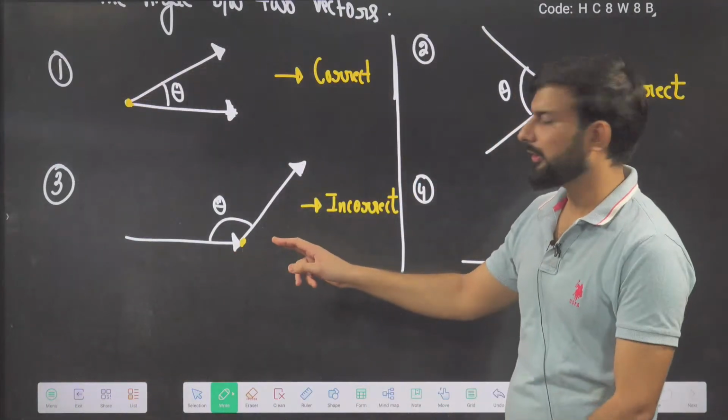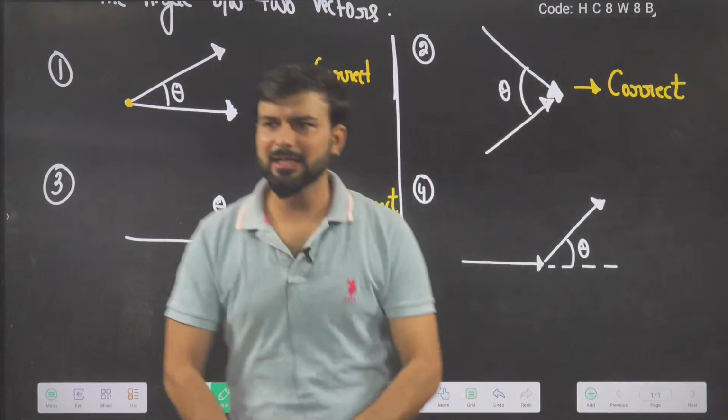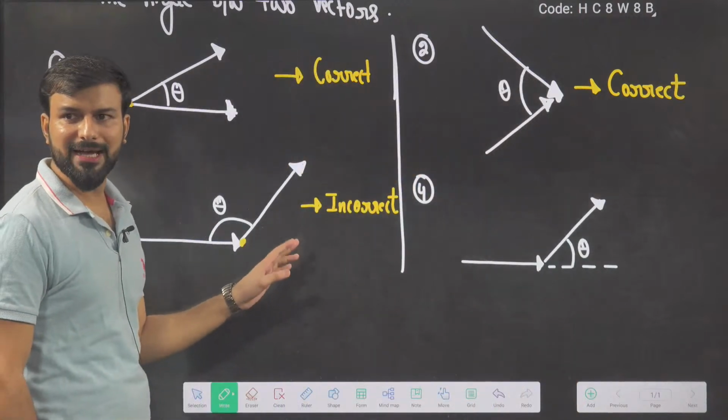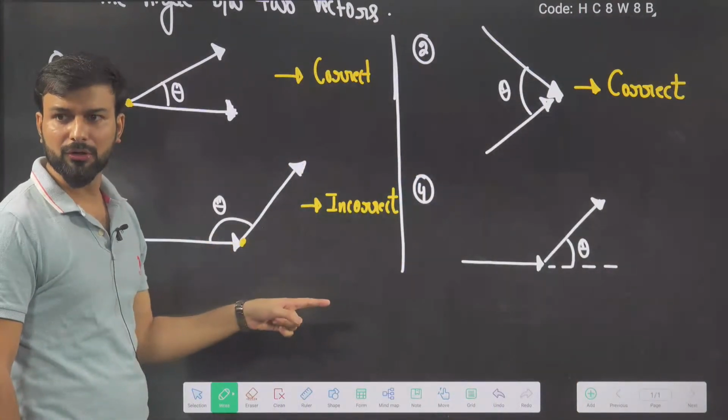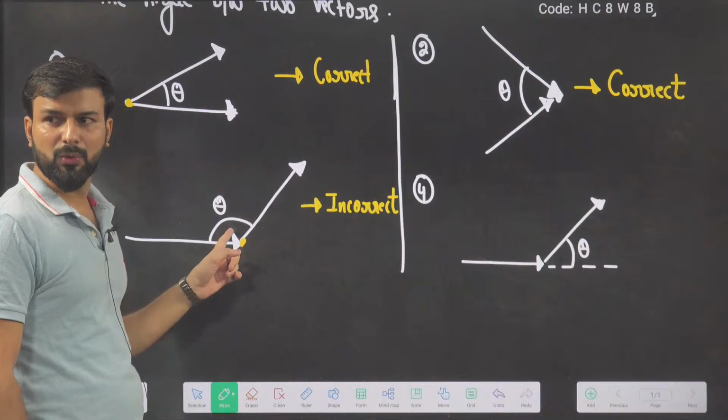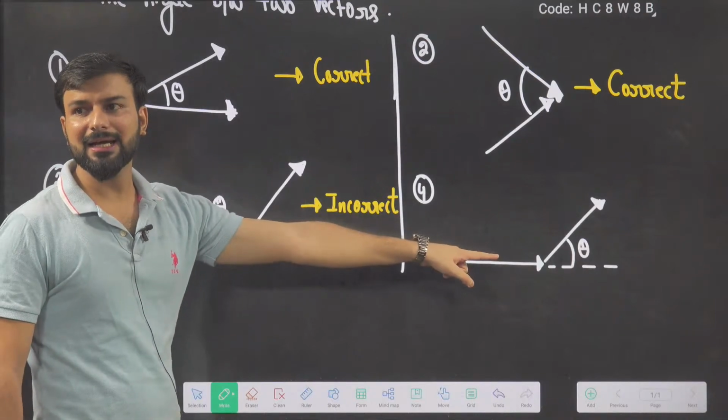previous diagram carefully, this diagram and that diagram look similar. Both the diagrams look the same, right or wrong? One time the angle is this one, and one time he has shown this angle.